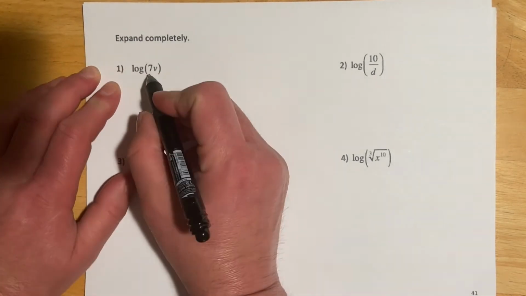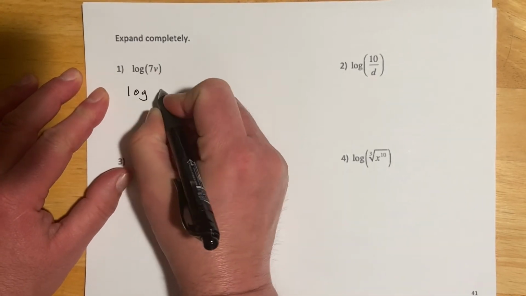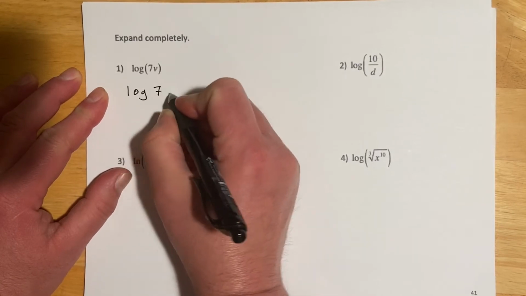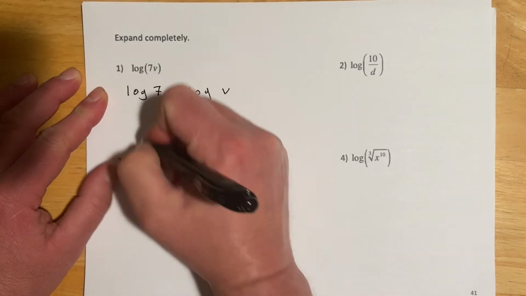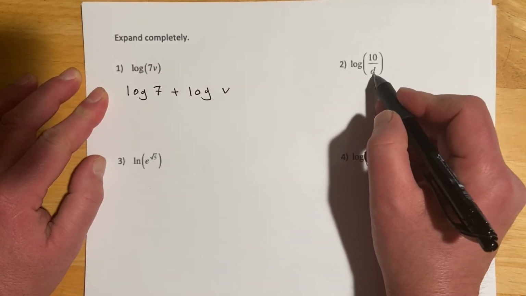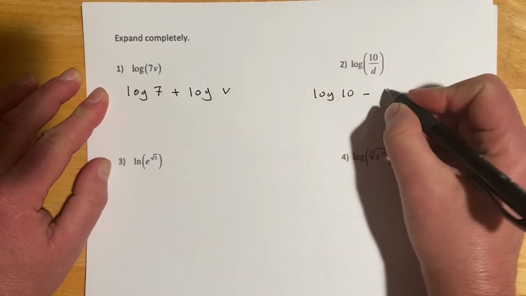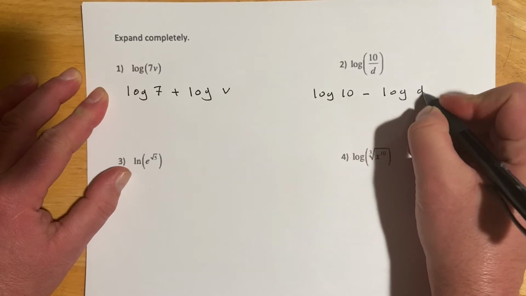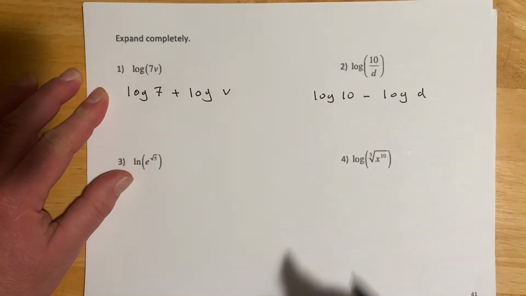So for this first example, we're given a log of 7v. So if I'm going to expand that, I'm just going to write log 7 plus log v. And that would be it. This next one, log 10 over d. So that would be log 10 minus log d. This is plus because it's multiply. This is minus because it's divide.